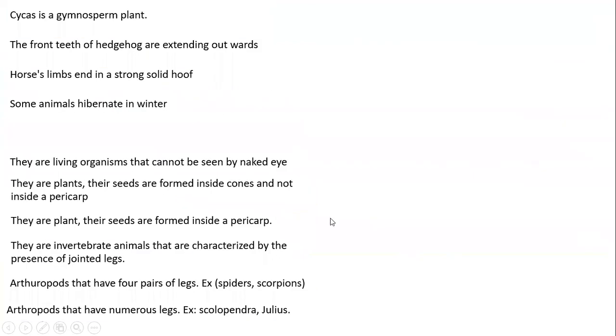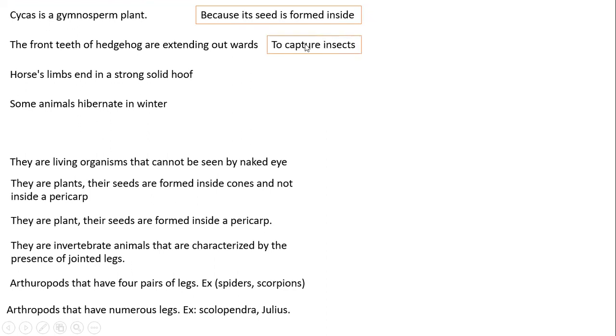Next one. Cycas is a gymnosperm. Give reason. Yeah, they produce the seeds in cones, because its seed is formed inside cones. The front teeth of the hedgehog extend outward to capture insects. The horse's limb ends in a strong solid hoof, to run and walk on what? Rocky soil. Yes, to help the horse go through the rocky soil.